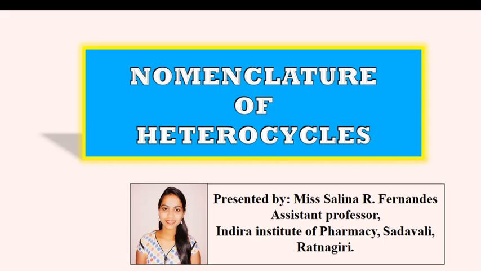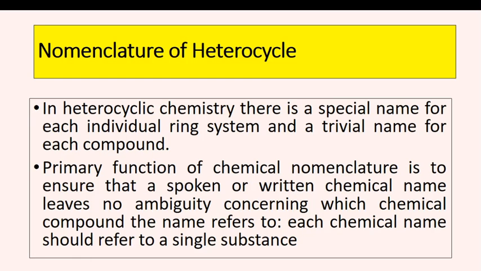Hello friends, in today's lecture we are going to see the nomenclature of heterocycles. As in the previous lecture we have seen different heterocycles and the chemistry of those heterocycles. So in this lecture we are going to see the nomenclature of heterocycles. In heterocyclic chemistry there is a special name for each individual ring system and a trivial name for each compound.